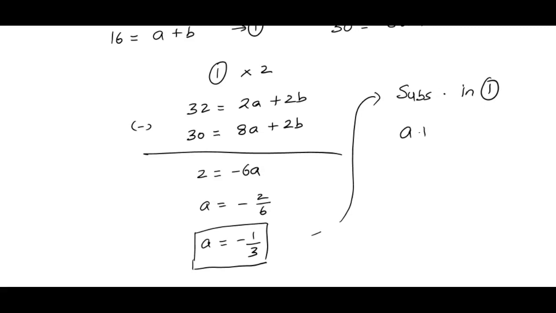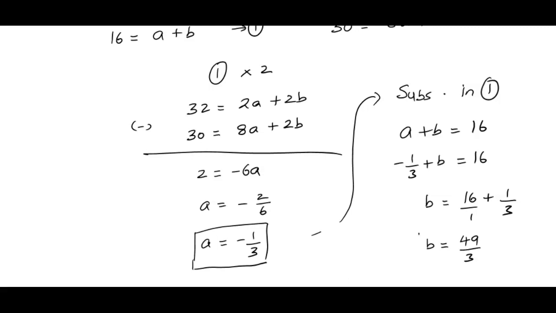So where a plus b equals 16, now a is minus 1/3. Adding 1/3 to both sides, b is going to be equal to 16 plus 1/3. So, fractions having different denominators. If I make the denominators the same, I'm going to get 48 plus 1, which gives me 49 on 3. And that completes the question by finding the value for a and b.